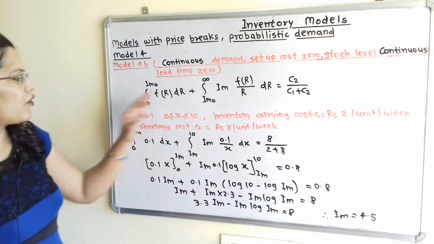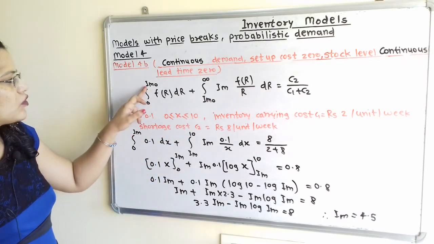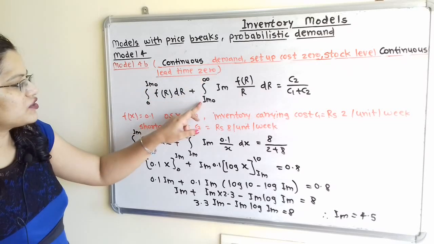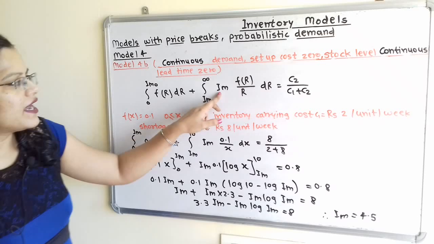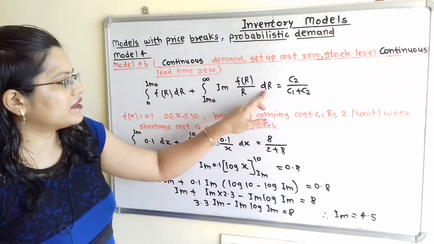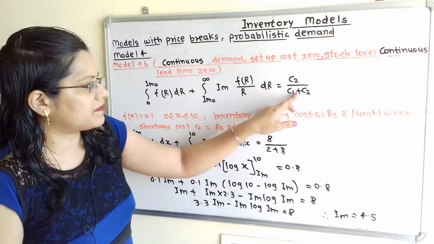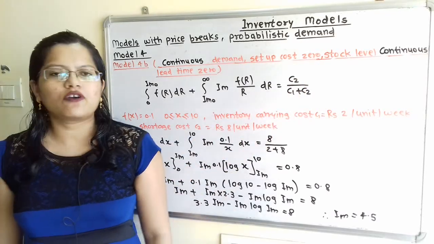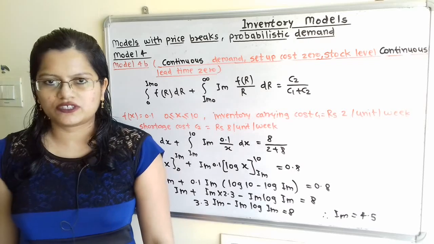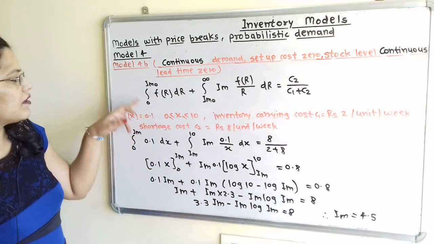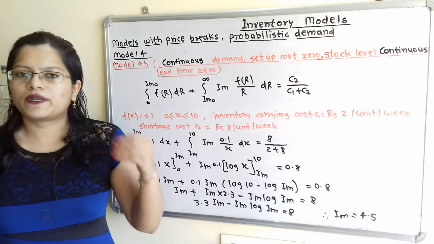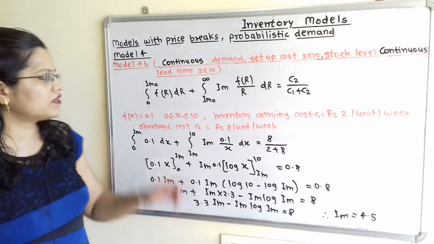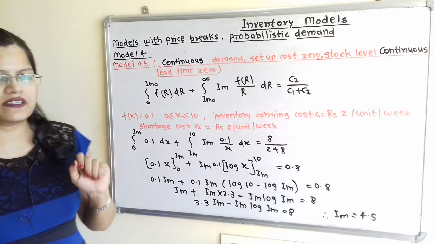So here is the formula: integration of 0 to Im of f(r) dr plus integration of Im to infinity of Im f(r) by r dr is equal to C2 divided by C1 plus C2. Here C1 is the inventory carrying cost and C2 is the shortage cost. Now what is this Im? That is the optimal inventory level. In this question we have to find out this optimal inventory level.